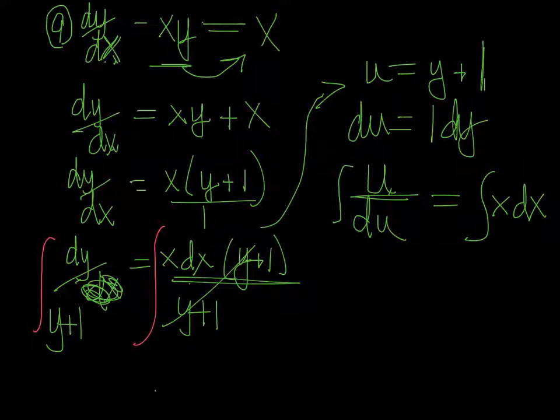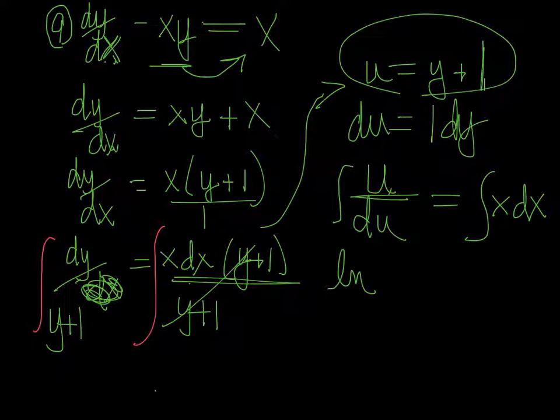Okay, so on the left-hand side there, you can see that I have ln. So that's going to be the ln of u, and remember what our u is. It's right here. So we're going to have the ln of y plus 1 equals, and then that's going to be 1/2 x squared plus c. Oh, stylus does not want to agree with me this morning.